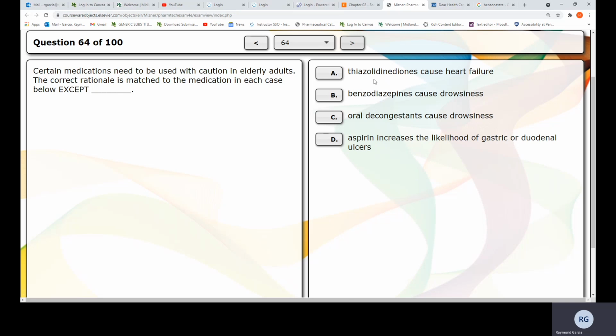So I guess for these you would have to remember your drug classes and what they're for. Thiazolidinediones, can't even say it, cause heart failure. Benzodiazepines cause drowsiness. Oral decongestants cause drowsiness. And aspirin increases the likelihood of gastric or duodenal ulcers. And we're talking about the elderly here.